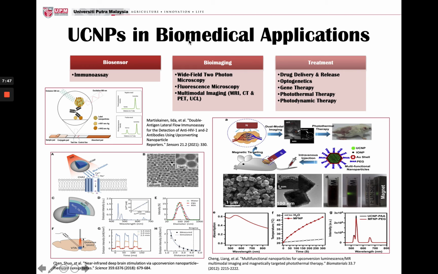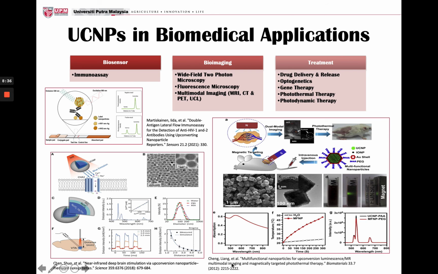In biomedical application, there are three main areas that apply UCNPs in: immunoassay, two-photon microscopy, multimodal imaging, drug delivery, optogenetics, PDT, PTT, and gene therapy. So this is the work done by Matiskinen and co-workers to detect the anti-HIV antibodies using the UCNP.